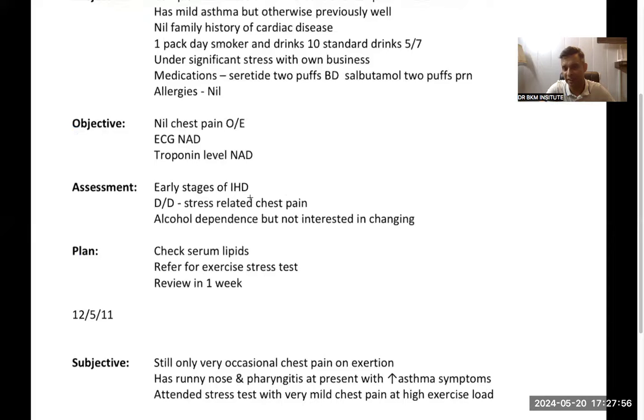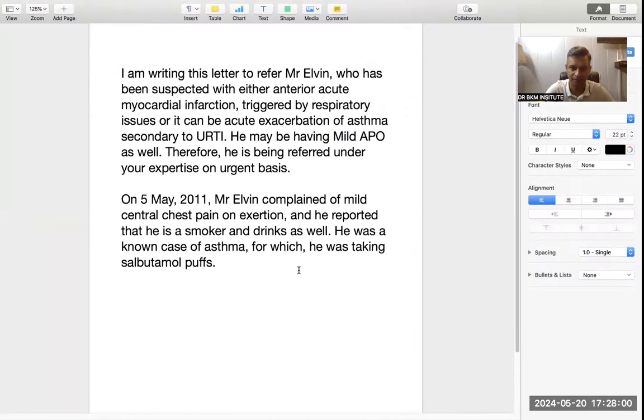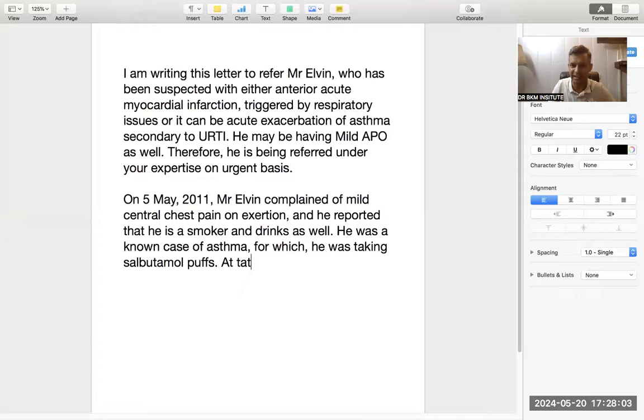So what was that? At that time, he was assessed with early stages of IHD and stress-related chest pain. So this is very nice, as I always say. At that time means on that day. You can also write on that day, or you can say during that visit. You can use anything which is common in English. So why during that visit? Because today is 1st June. So I am telling the doctor during that visit, which was on 5th May.